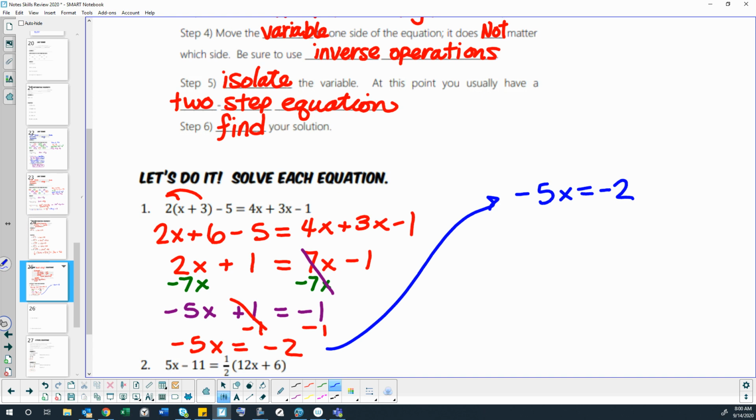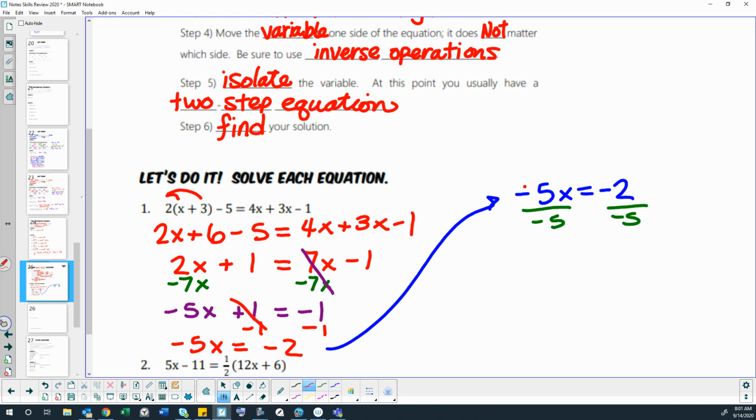Okay, now I really need to get the x by itself. There's a number in front of the x that's keeping it from being by itself. We're isolating that variable. So what do we do to get rid of the negative 5? We're going to divide by negative 5, right? Don't add 5 because it's not subtracting, it's multiplying. It's a negative number multiplying. So we're going to divide both sides by negative 5.